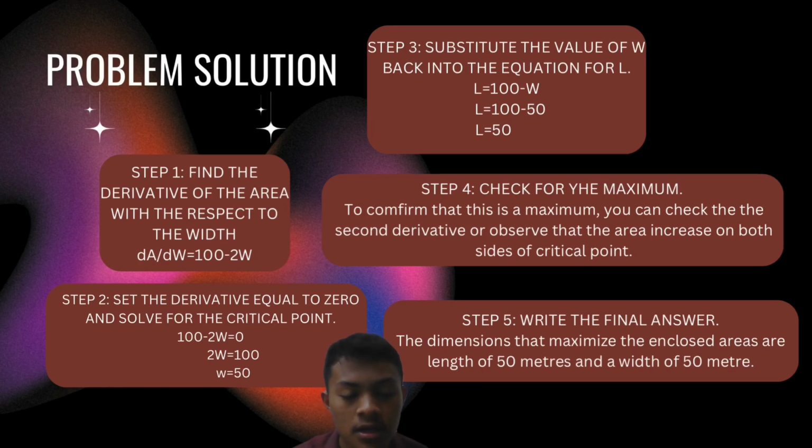That is the first step. Second step, set the derivative equal to 0 and solve for the critical point. We got here 100 minus 2W equal to 0. 2W equal to 100. So that we got W equal to 50.